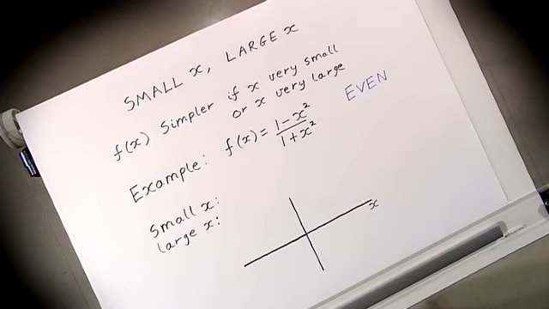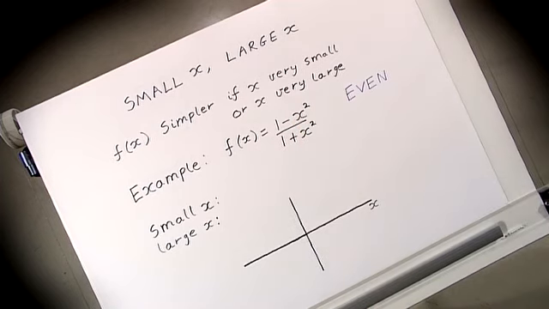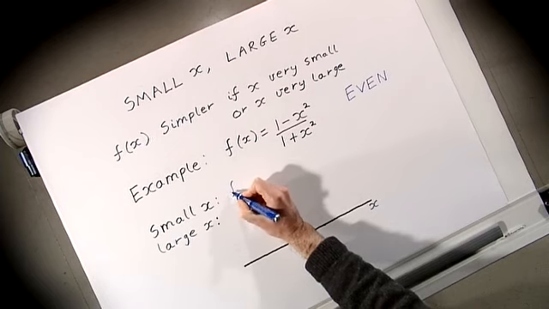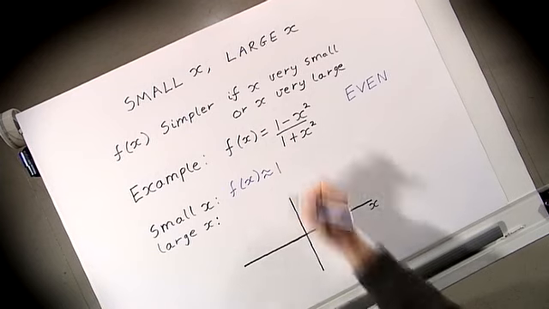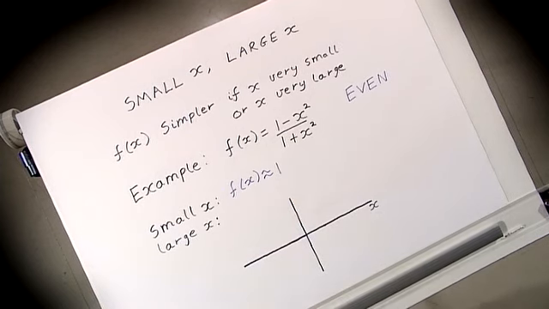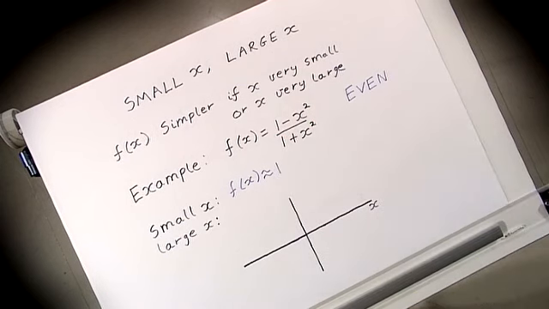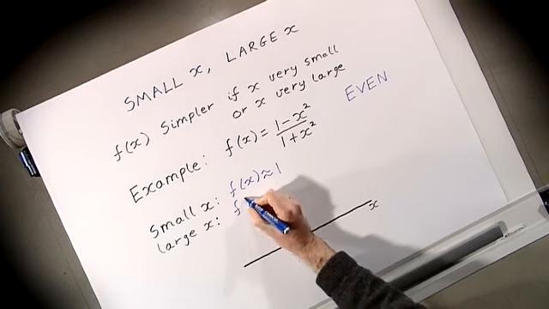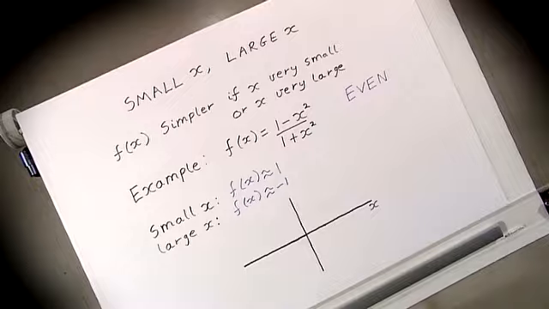Now, when x is very small, the x squared term here is small compared with the 1 here, and therefore f of x is approximately equal to 1. When x is very large, then the x squared term here is much larger than the 1 here, and therefore f of x is approximately equal to minus x squared over x squared, which is just minus 1. So for large x, f of x is approximately minus 1.